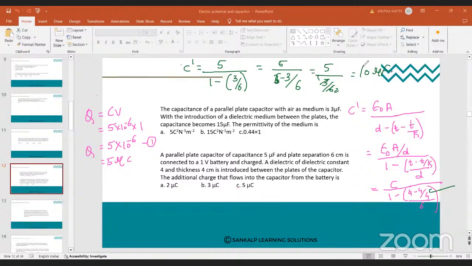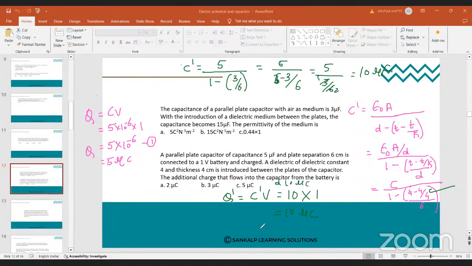Okay. So now the last step, what is the charge? Charge Q dash is equal to C dash into V. C dash namge ಎಷ್ಟು ಬಂದಿದೆ 10 ಬಂದಿದೆ into V is given as 1. So therefore this is nothing but 10 microcoulomb. So option D is given as 10 microcoulomb.